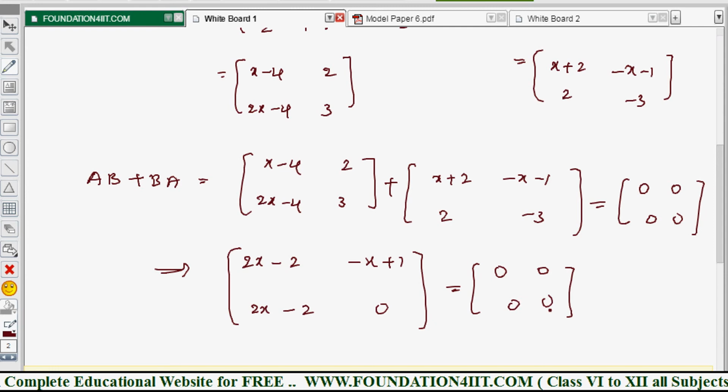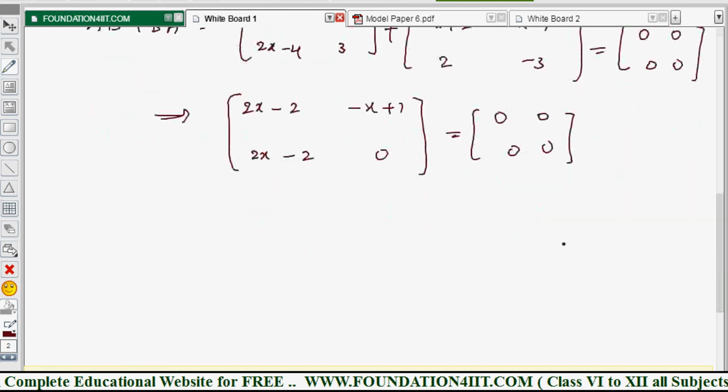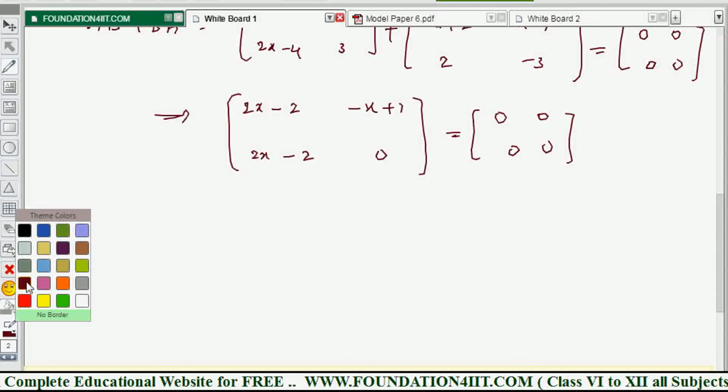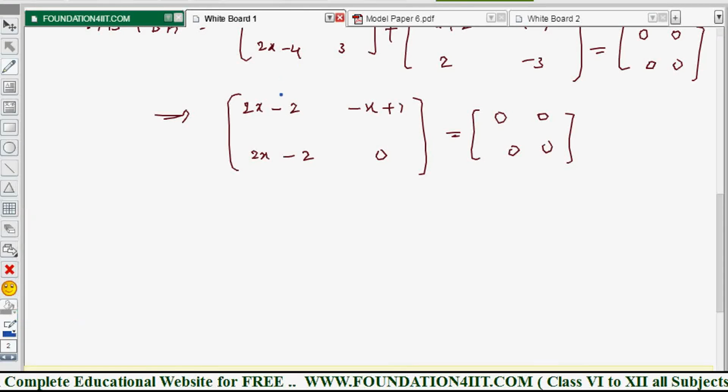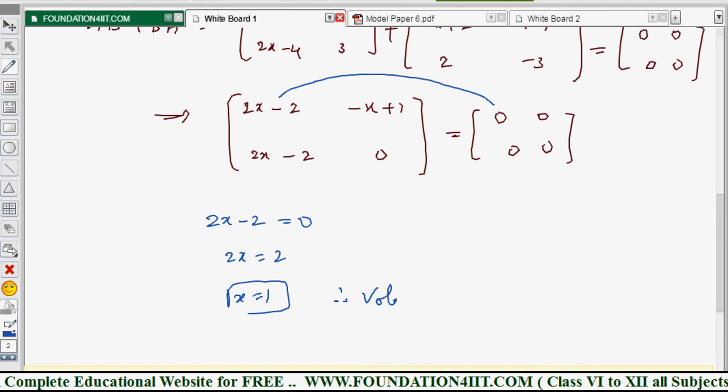By equating the corresponding elements, anyone you can take and equate. By equating, let's take the first element. Anything you can take, the same will be obtained. 2x - 2 is equal to 0, 2x equals 2, then x equals 1. You can take anything, even if you take the second also: -x + 1 is 0, so x equals 1, right? Therefore the value of x is equal to 1. We can solve this problem in this way.